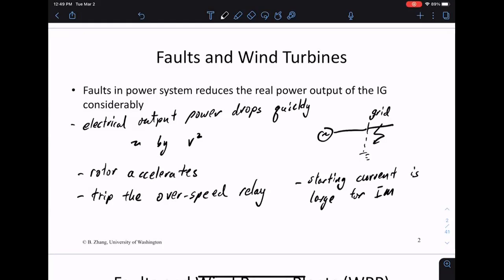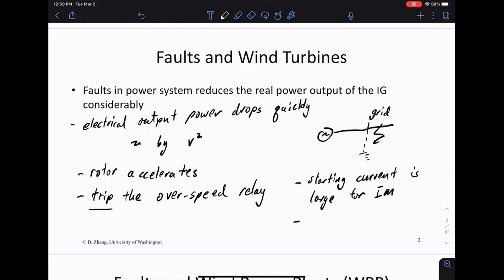So if you have a fault and you trip the relay, the turbine goes offline. You clear the fault, you can reconnect the turbine. But since the induction machine is just starting again, starting from sort of zero, the starting current is very large compared to the steady state current. So this creates another shock in your system, another transient introduced to the system.